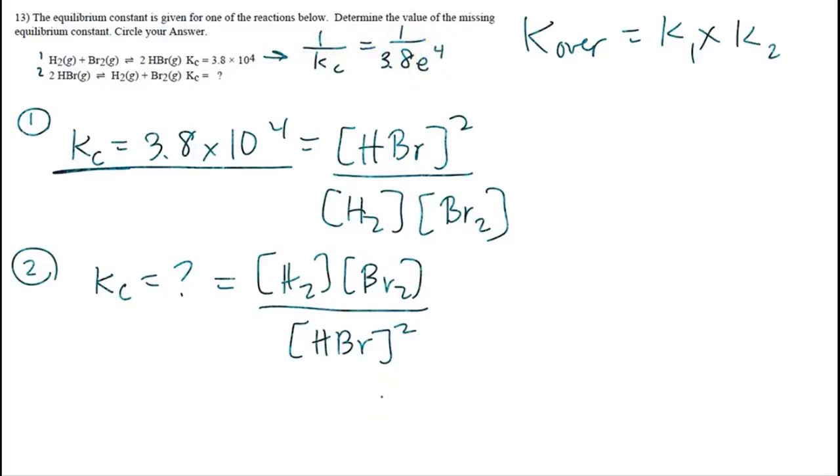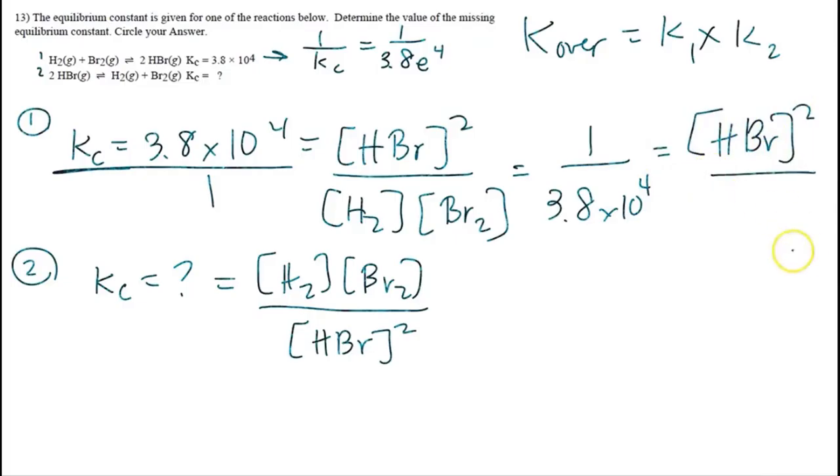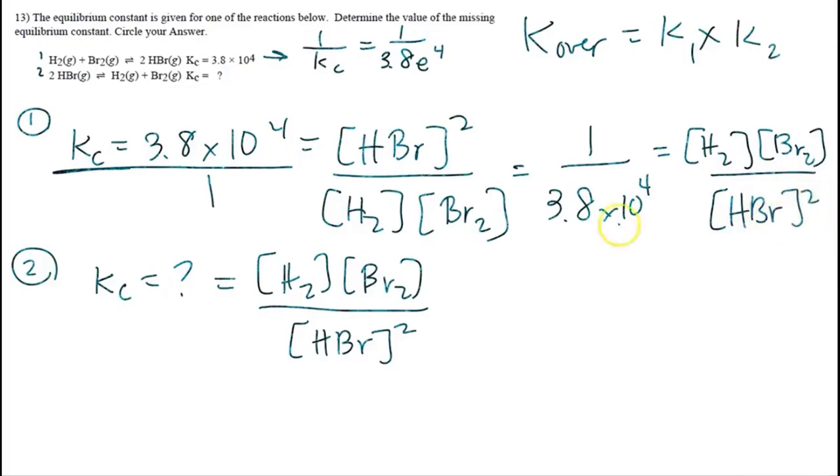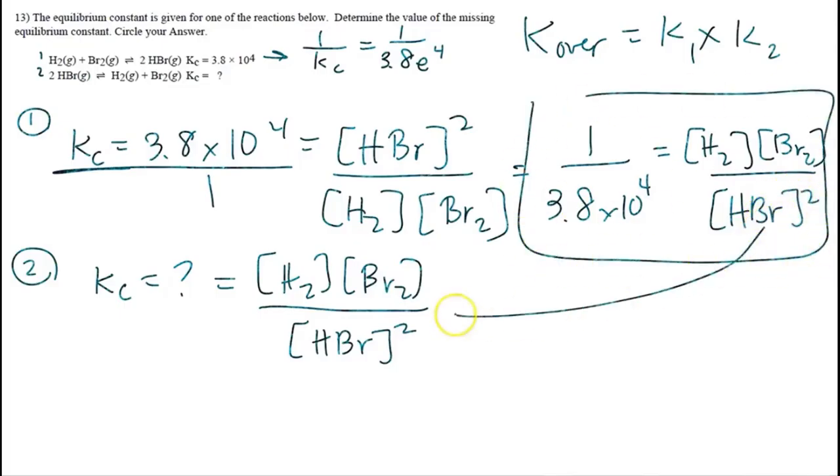If you're doing it this way, again, you're going to write all your mass actions. You're going to see that all you need to do is flip this. This is over 1. So if I flip it, I have 1 over 3.8 times 10 to the 4th, which is equal to, oh, sorry, I'm doing the wrong one. Divided by H2, okay, Br2, and HBr squared. And so as you can see, now these mass action amounts are going to be similar or exact.